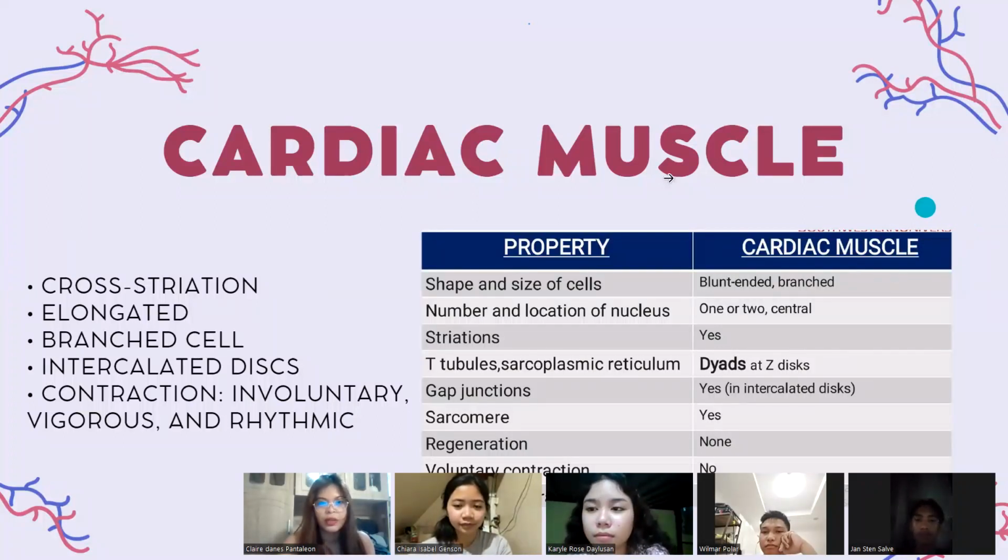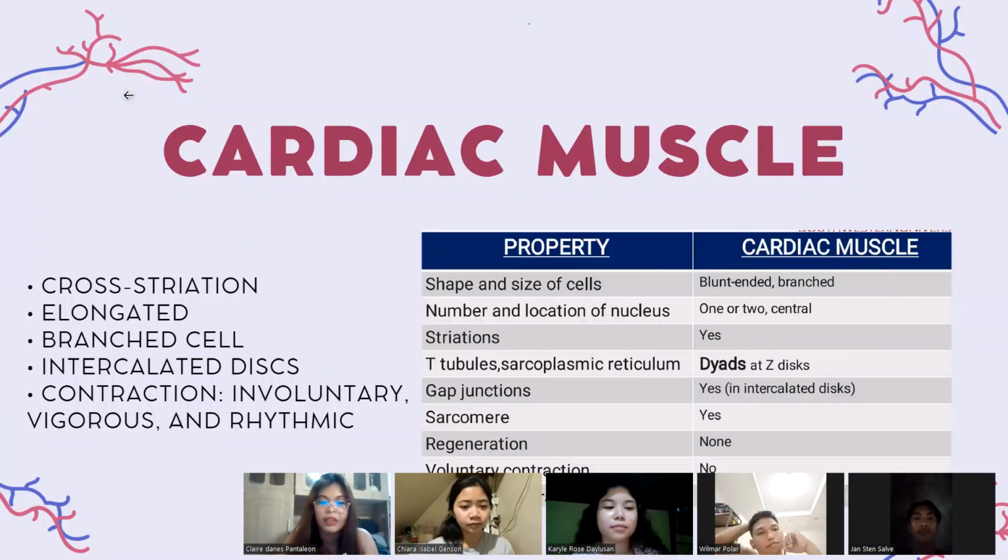Oh, wait, I'm going to read this one. Okay, so the cardiac muscle is cross-striated, it is elongated, and the cells of the cardiac muscle are branched. And again, as Miss KARYLE said, it has the presence of intercalated discs. And the contraction is involuntary, it is vigorous and rhythmic. Because again, it is the heart. You gotta control the heart. Okay, so next.